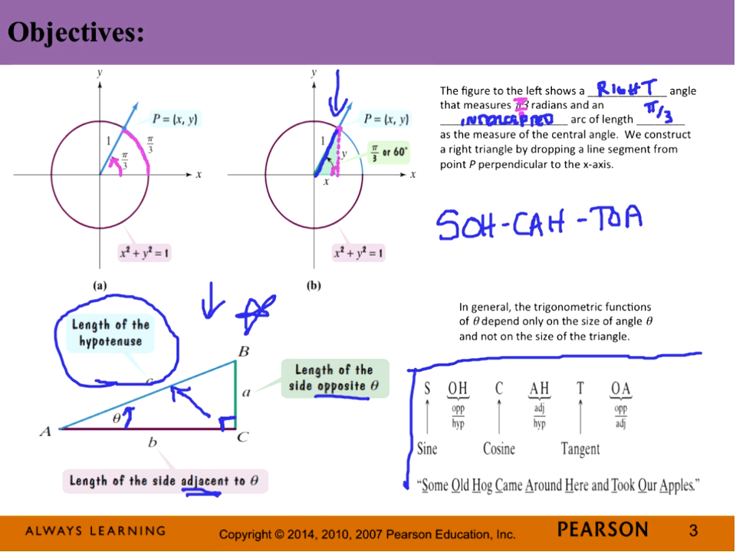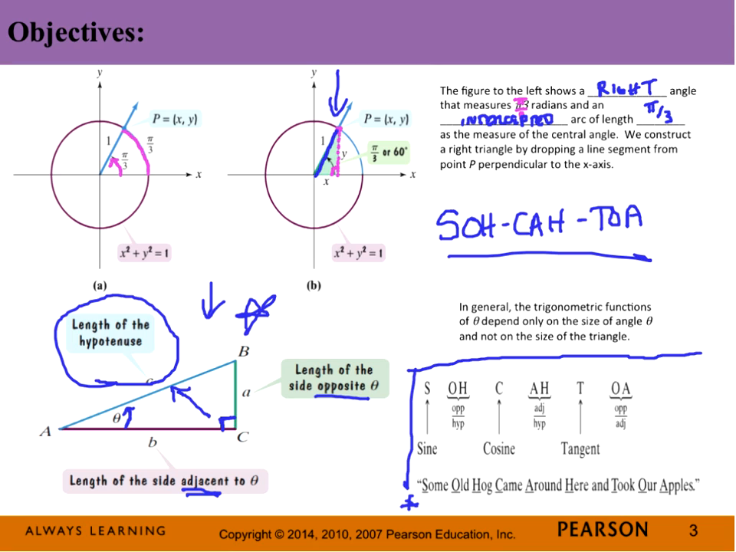Cosine is adjacent over hypotenuse, and tangent is opposite over adjacent. And then there's even a little mnemonic device here: Some old hog came around here and took our apples. I have never heard this before. I've always just heard people memorize the SOH-CAH-TOA.